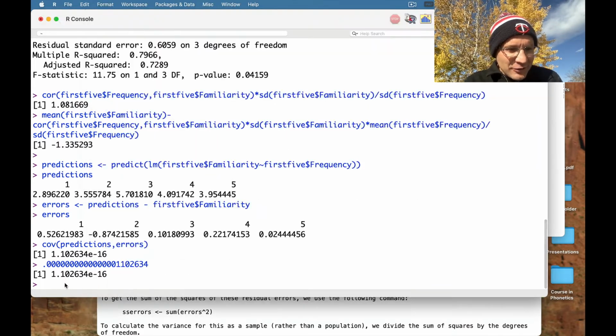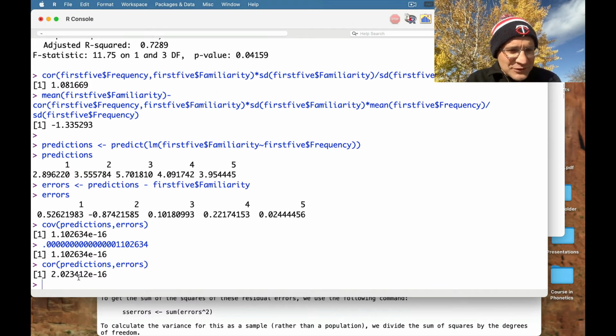We can also do the correlation coefficient of these two, which is also extremely small. But the main moral of the story is that there's no correlation between the predictions and the errors. This number is basically 0. So this is a case where you get a correlation of 0 between two different data sets.